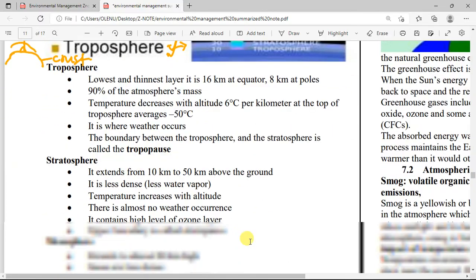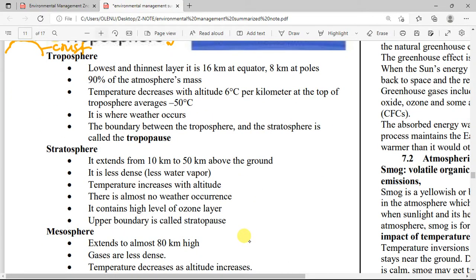Now, let's look at the individual characteristics quickly. Remember, this is a quick fire revision. If you want to look at a detailed aspect of this, you need to watch the video on chapter 7, atmosphere and the environment.